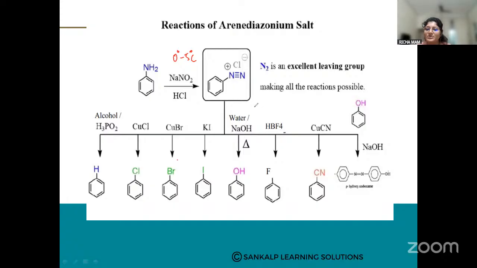And it forms diazonium salts. These reactions are called diazotization reactions. Understood? So aromatic primary amines react with nitrous acid at very low temperatures, 0 to 5 degrees Celsius, and form diazonium salt. This is called the diazotization reaction. Secondary and tertiary amines also react with nitrous acid, but they react differently.